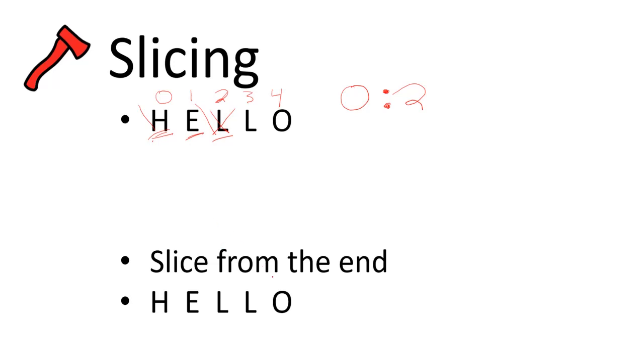We can also slice from the end, and if you remember, so this is -1, -2, -3, and -4. So let's say we just wanted to cut out the E and the L here. So we start at -4, put our colon, and then we go, but remember we tell it to stop here at -2, but we don't include that. So that's how that would work.